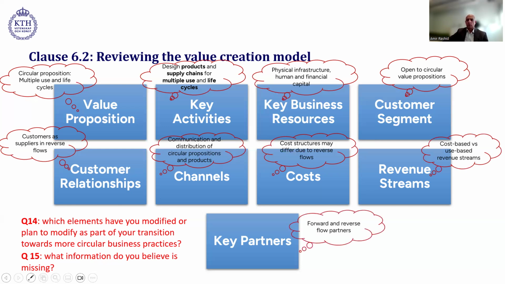Key partners: one example is that we will have to look into forward and reverse flow partners. Forward flow partners of today might not be able to handle the reverse flows as well, or they might be capable of doing both. So this is something that key partners will have to reconsider. And of course, that will very much connect again with the value proposition that we start with.